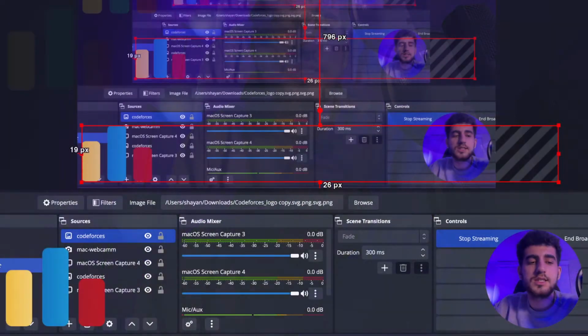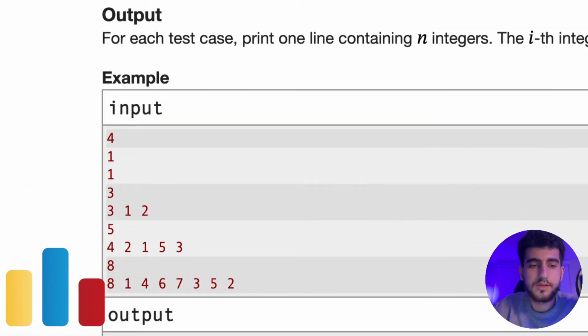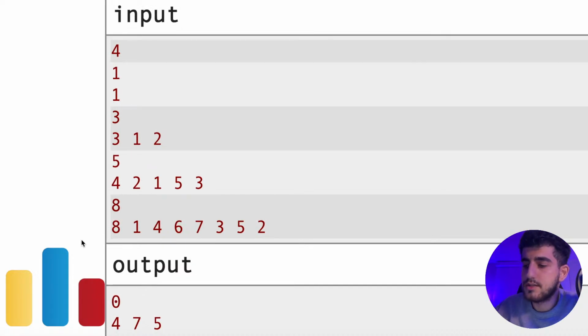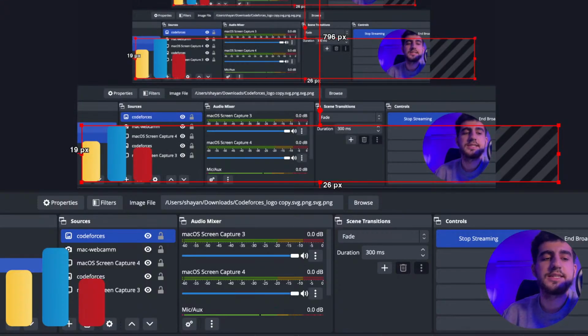If we want to talk about an example, let's consider this last permutation that they have here. Let me write it here first: 8, 1, 4, 6, 7, 3, 5, 2. So this is going to be our permutation in that case.